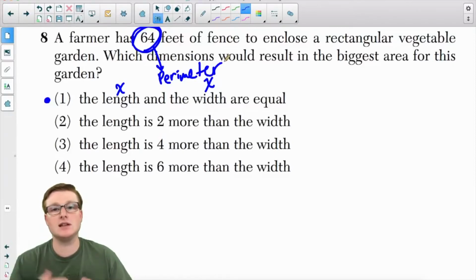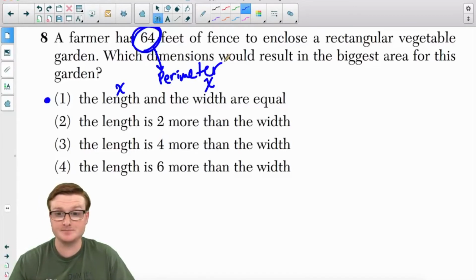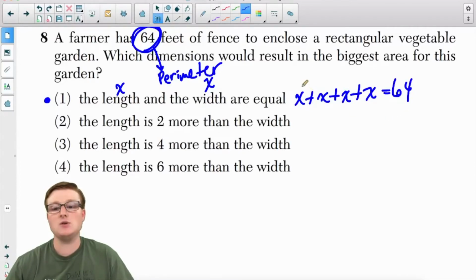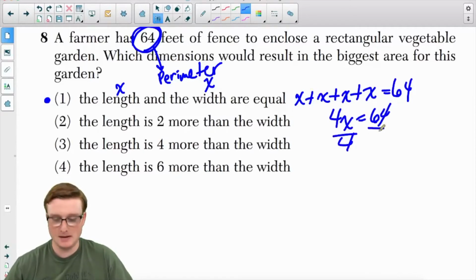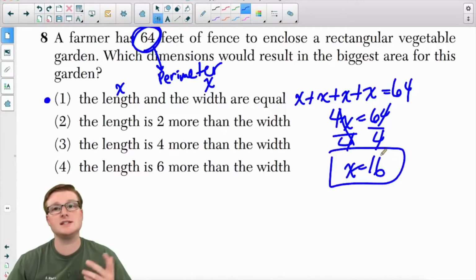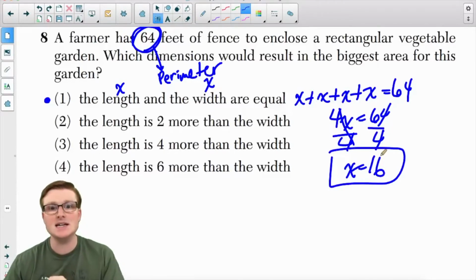Area is equal to length times width, in this case because it's a square. So, how do we find the perimeter of choice 1? Well, the perimeter is you're adding x plus x plus x plus x is equal to 64. If you keep adding these x's, you get 4x is equal to 64. Divide by 4 on both sides, and you get x is equal to 16. But what in the world does this tell us? That 16 tells you that the length and the width are both 16.